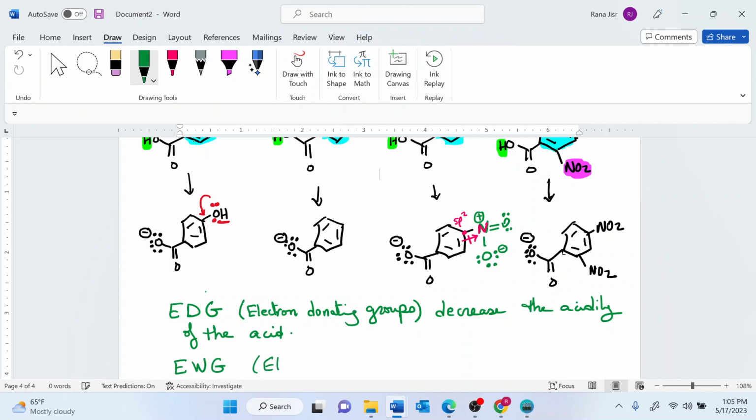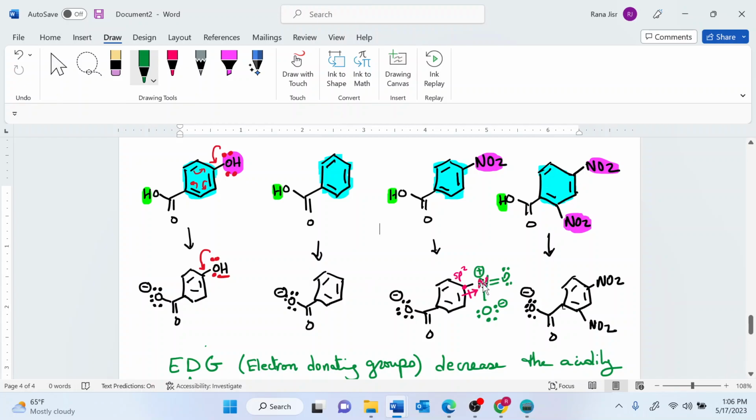This is an electron withdrawing group. It increases the acidity of the acid.